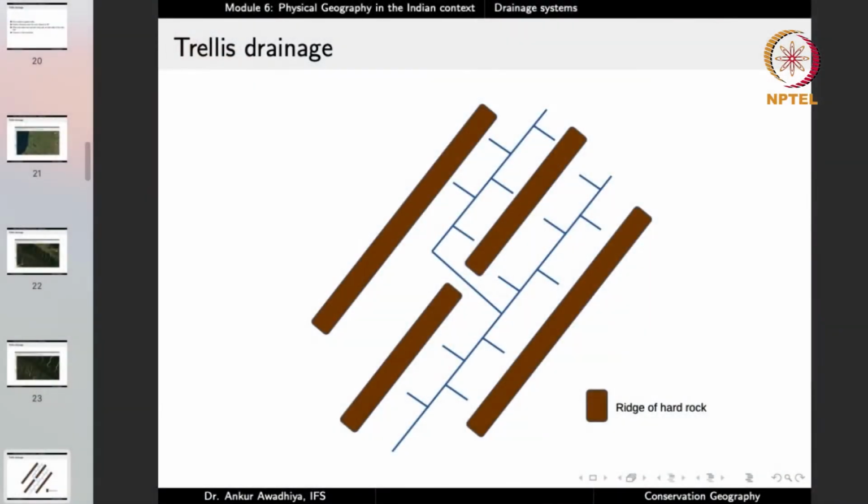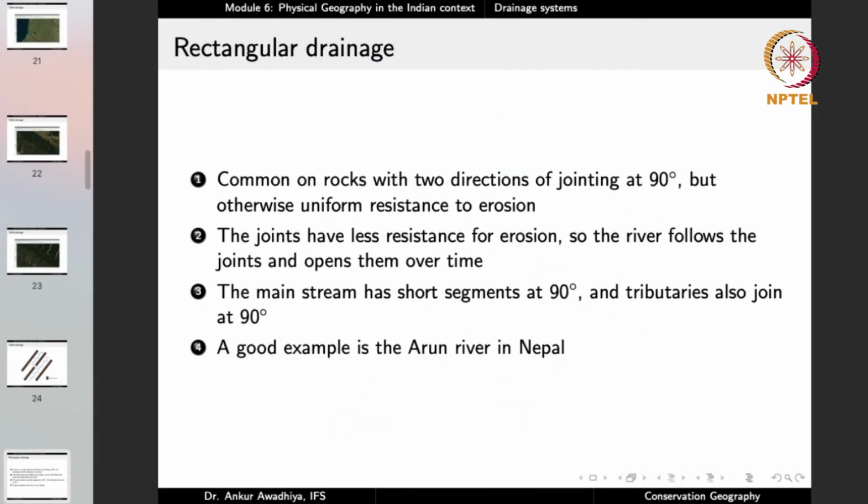So this is a trellis pattern, and as you can very well understand, this is an accordant pattern. It moves along the landscape. In this case, the rivers are not cutting through the landscape in whichever way they want, they are following the landscape. So this is the trellis drainage pattern.